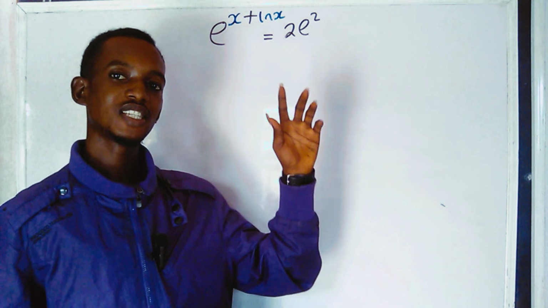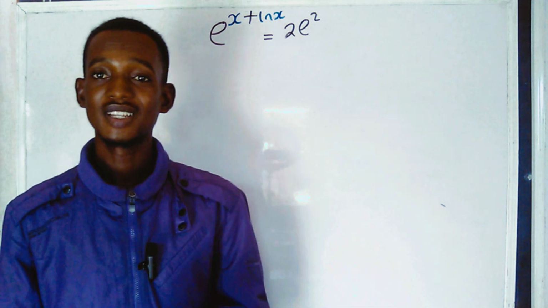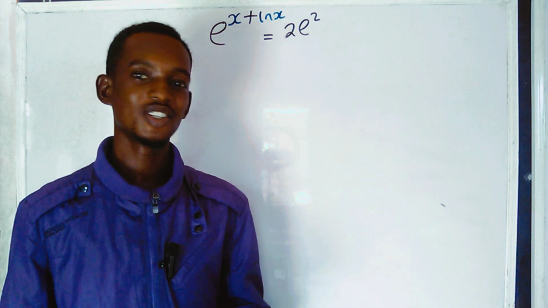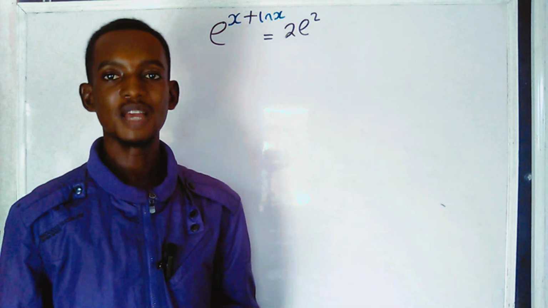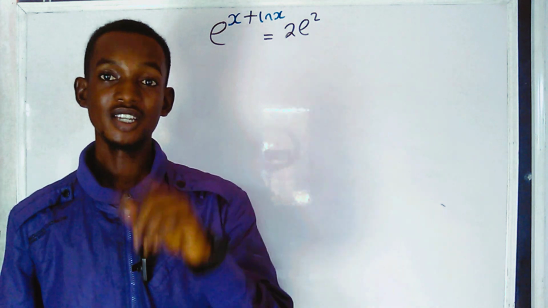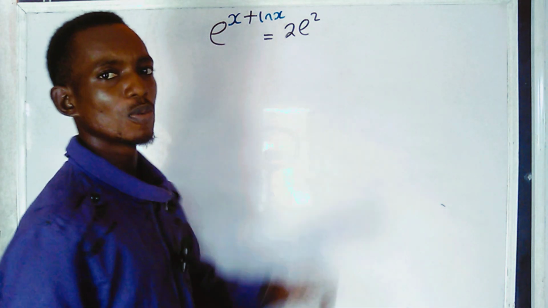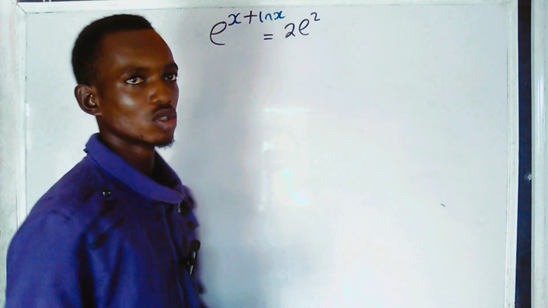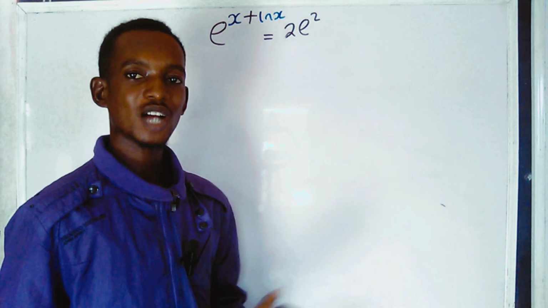Now, can you solve this advanced logarithm equation? The equation is actually very simple. In fact, with a simple trick, we solve it in few steps. Do you believe that? Yes. Now, to solve this equation, look at the board. We have e raised to the power x plus ln x equals 2e raised to the power 2. Whoa, looks scary, but actually very simple.